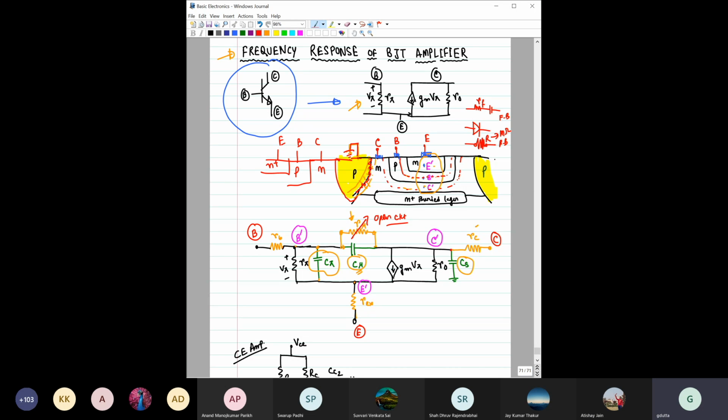Sir, why is there a resistor between E dash and E? Between E dash and E, this resistance is small, first of all, so you can say you can connect these two. But to take account of the contact resistance between the metal and this emitter, we are considering this REX.